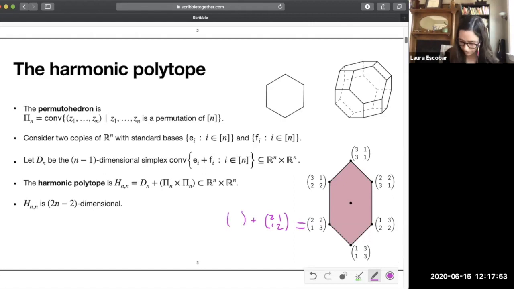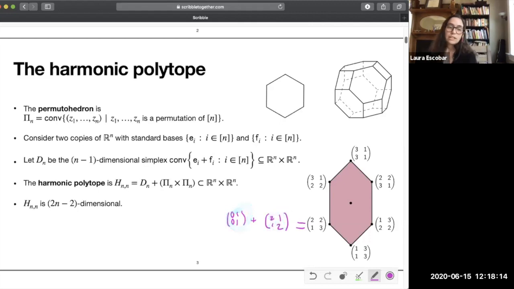Oh, did I mess up? Yeah, I always mess that up. Oh, sorry, no, that's correct. It is correct. Okay. So you add 0, 1, 0, 1, and then you get that point. So this is going to lie inside the harmonic polytope. All of the vertices can be realized in this form: you pick a permutation on the top, a permutation on the bottom, and you add some matrix of this form.